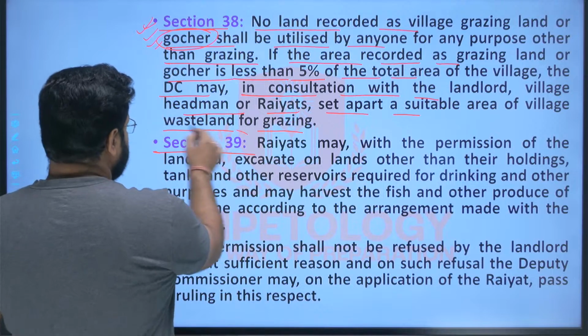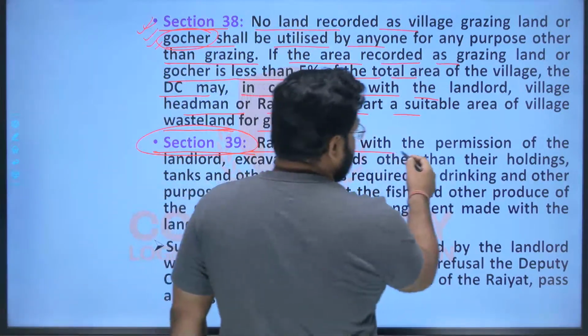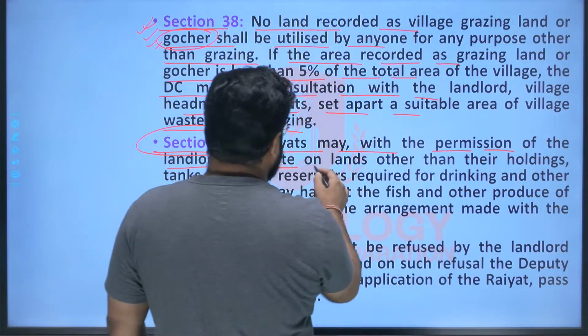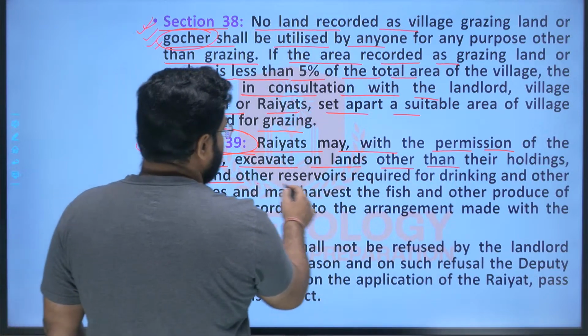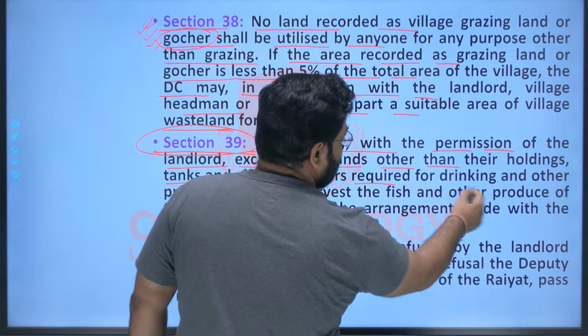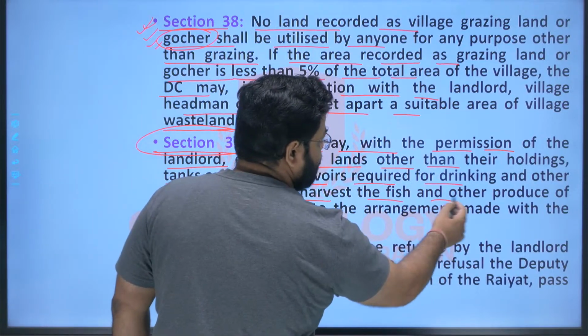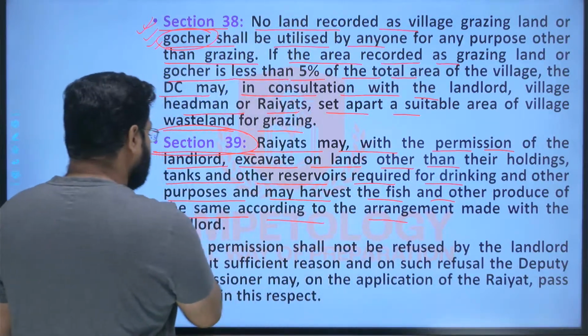Next, section 39, it says that the Rayyats may, with the permission of the landlord, excavate on the land other than their holding tanks and other reservoirs required for drinking and other purposes, and may harvest the fish and other produce of the same according to the arrangement made with the landlord.